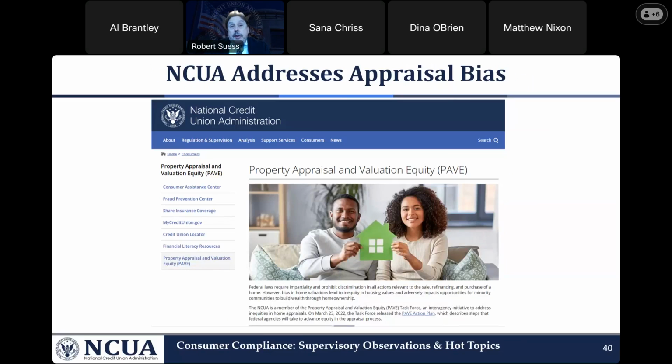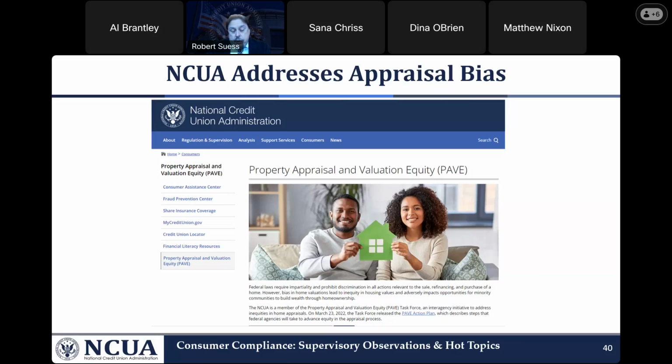NCUA exam priorities for 2022 included a review of credit unions' efforts to address appraisal bias. The purpose of the review was to gather data on the number of federal credit unions with real estate lending programs that review the appraisals they obtain. And for those credit unions that did review appraisals, find out if they had identified appraisal bias concerns in those reviews. The questionnaire also helped engage in conversations with management about the importance of a formal appraisal review process.